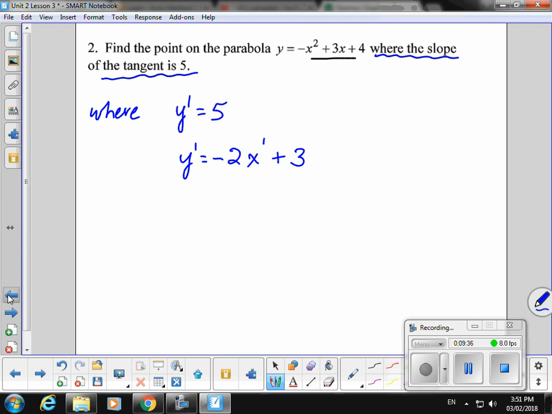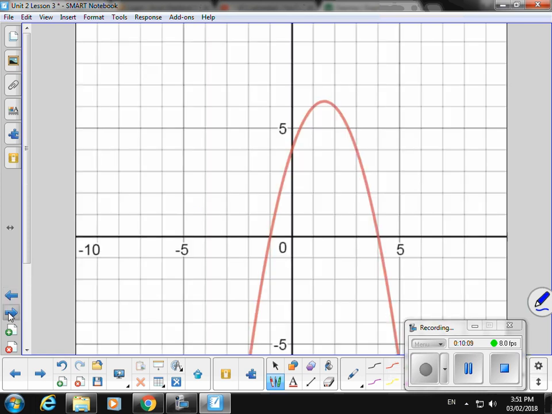So the derivative function of our original function is y prime equals negative 2x plus 3, and I want to know where that is equal to 5. I'm going to solve for x, and that will tell me where. I'm going to subtract 3 from both sides, divide both sides by negative 2, and I have the place where the slope of the tangent is 5. Let's look on our graph and see if that makes sense to us. At x equals -1, the slope of my tangent should be 5.